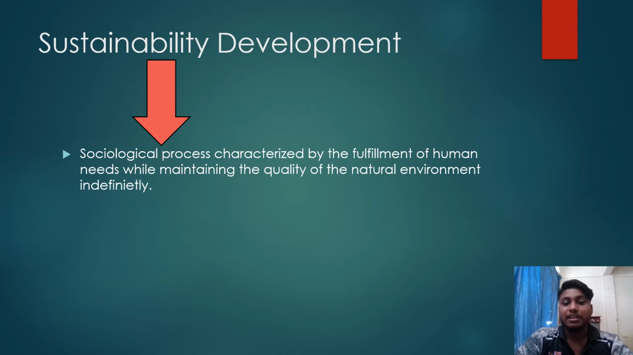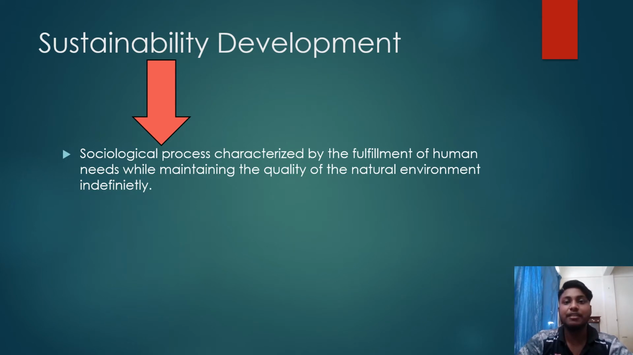Sustainable development is social progress characterized by the fulfillment of human needs while maintaining the quality of the natural environment. It is an organizing principle for meeting human development goals while simultaneously sustaining the ability of natural systems to provide the natural resources and ecosystem services on which the economy and society depend. The desired result is a state of society where living conditions and resources are used to continue to meet human needs without undermining the integrity or stability of the natural system.